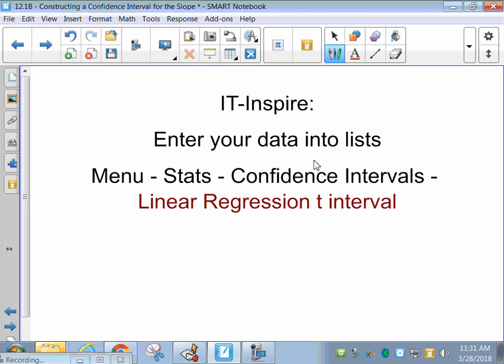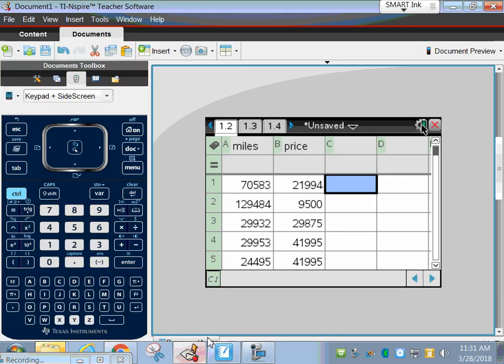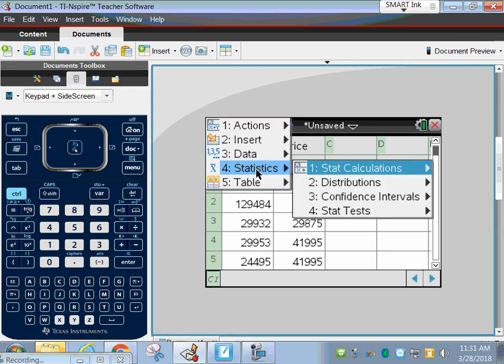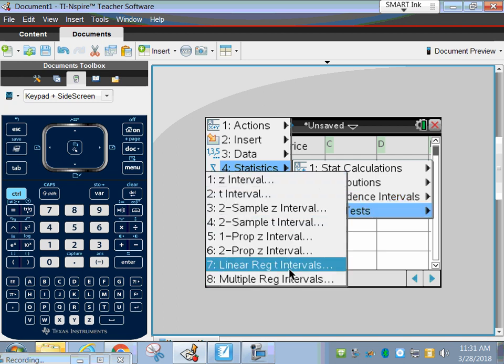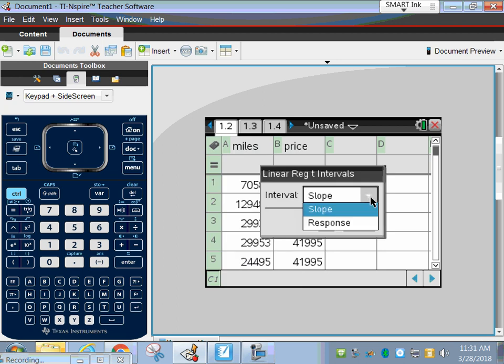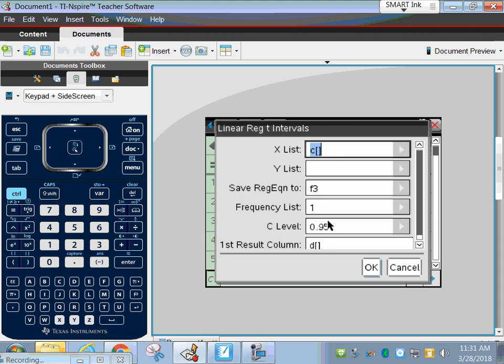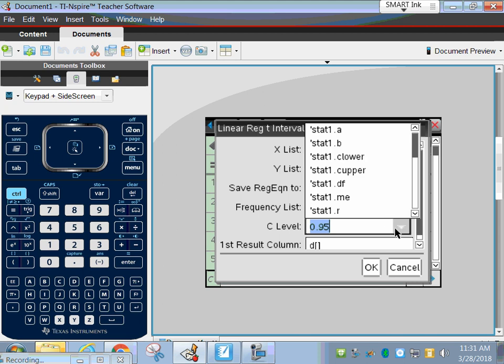All right, so on your calculator, you go to menu, stats, confidence intervals, and we have a new one here, linear regression t interval. So if you plug in, here's our truck problem, miles and price. You can do it from this page or your calculator page. Go to menu, statistics, confidence intervals, and this one right here, number 7, linear regression t intervals. There's two things you can find, slope and response variable. We're going to do slope. X list is miles, Y list is price, and we were doing a 90% confidence interval.